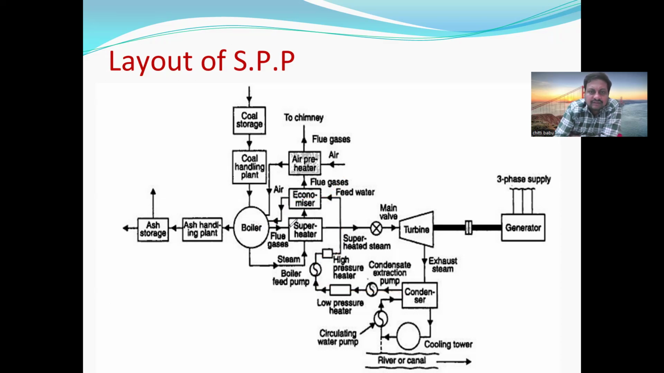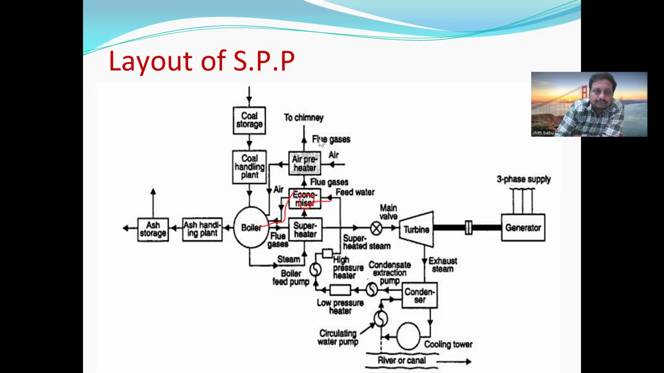The hot flue gases will be passing through the superheater, economizer, and air preheater. That waste heat energy will be given to the superheater, economizer, and air preheater. So from this economizer, the water will be preheated, and the preheated water will be supplied to this boiler. So this is about the four circuits of the steam power plant.